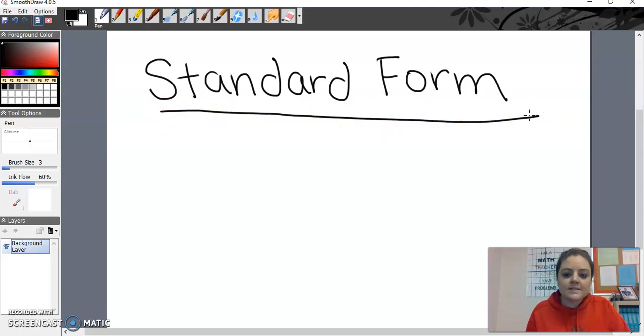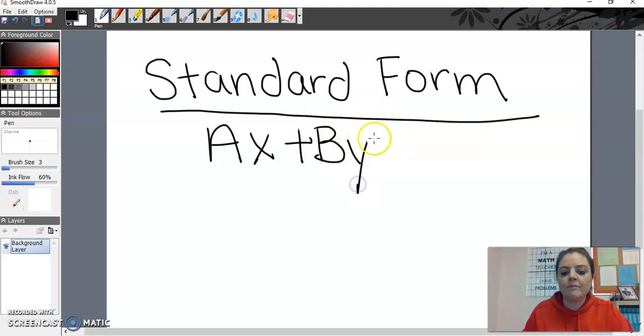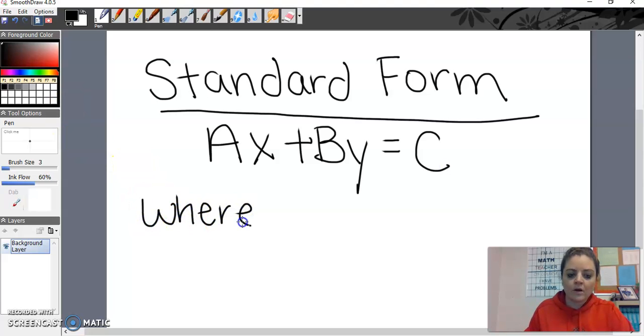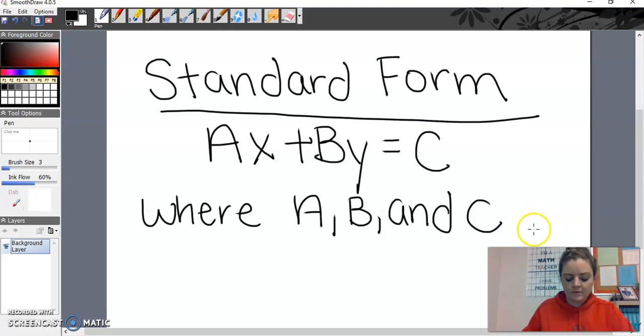All right, so standard form of an equation is going to be written as ax plus by equals c, where a, b, and c are integers.